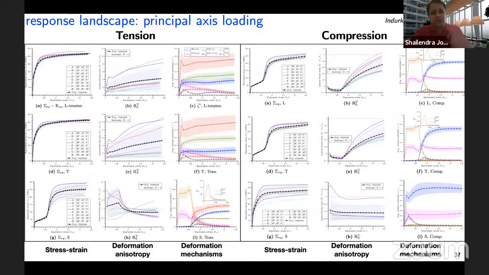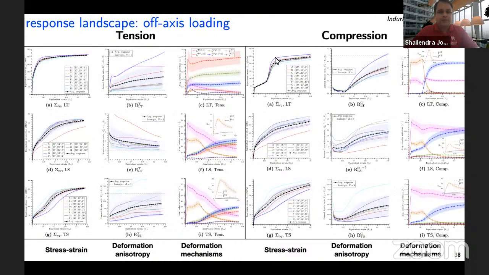I'm not going to go into the details of the responses. Suffices to show that the kind of responses we can generate over here is not just the stress-strain response, but also talk about deformation anisotropy at the macroscopic scale and its underlying role of deformation mechanisms, both in tension and compression, for principal axis loading, meaning loading along the primary material directions, and off-axis loading conditions, which is 45 degrees to the principal material directions.